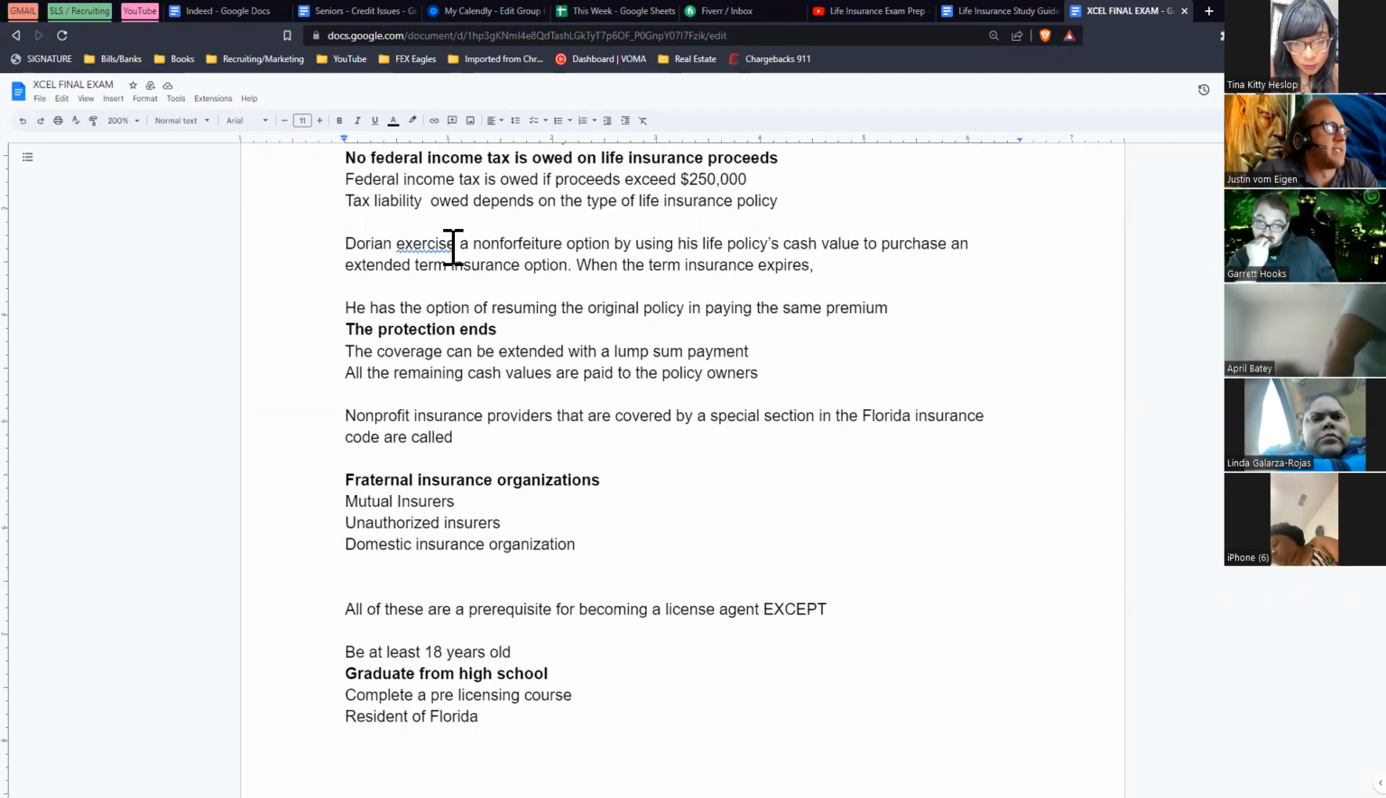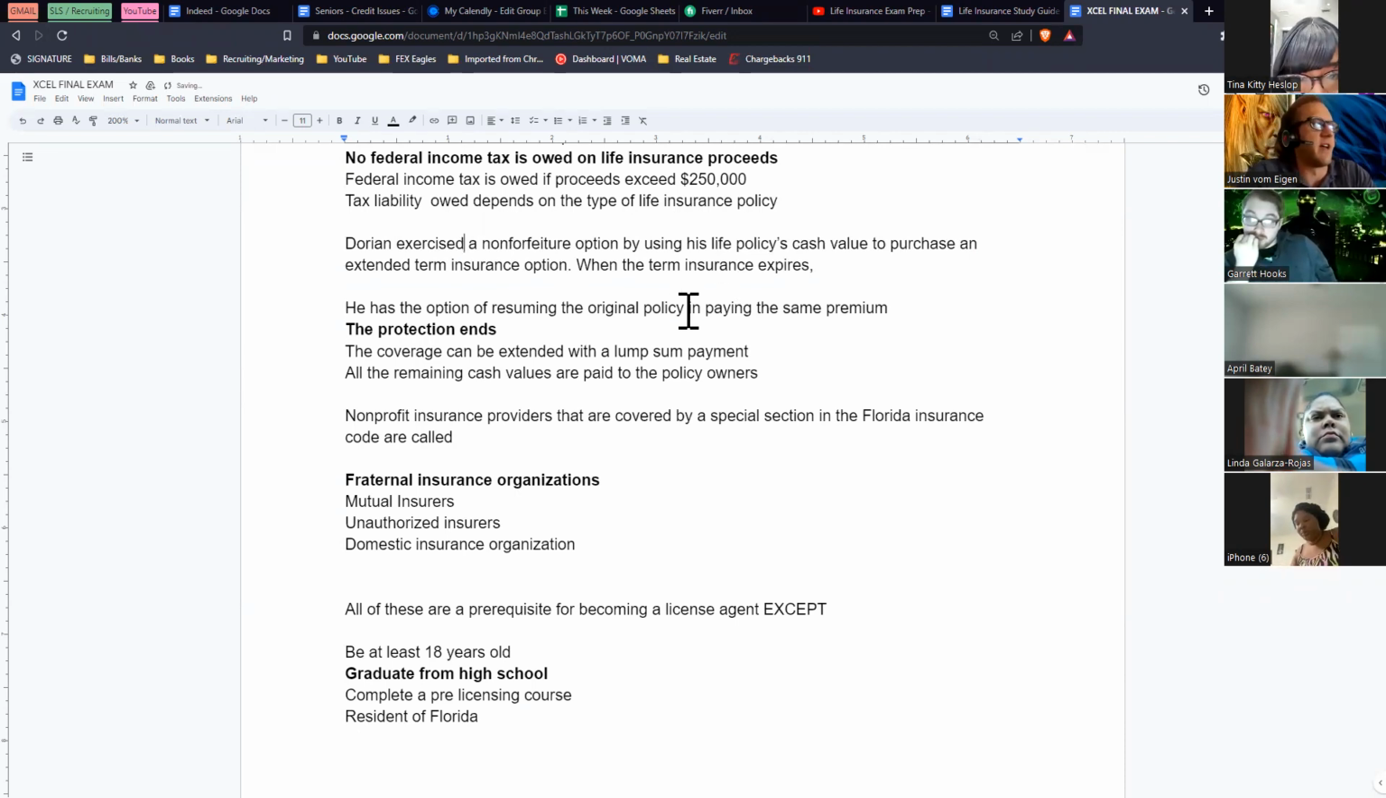Dorian exercised a non-forfeiture option by using his life policy's cash value to purchase an extended term insurance option. When the term insurance expires, he has the option of resuming the original policy, paying the same premium. The protection ends.